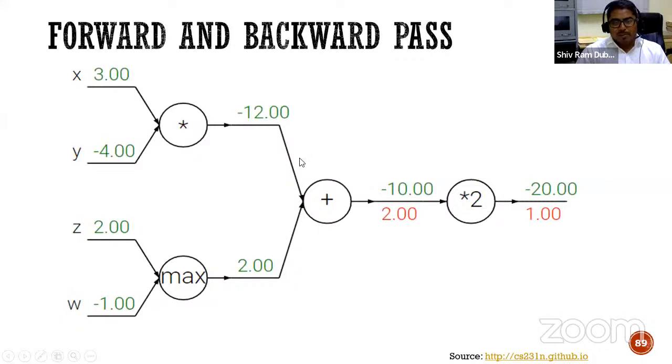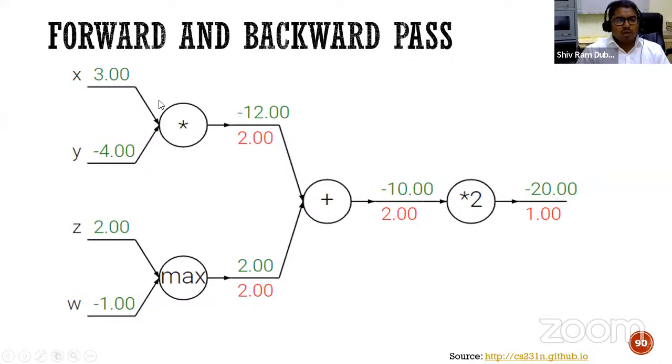So what will happen? We will multiply that local gradient with the running gradient. The running gradient is 2. So 2 into 1 will become 2, and 2 into 1 will become 2. So 2 will be passed as the running gradient now to both the branches here, 2 and 2.